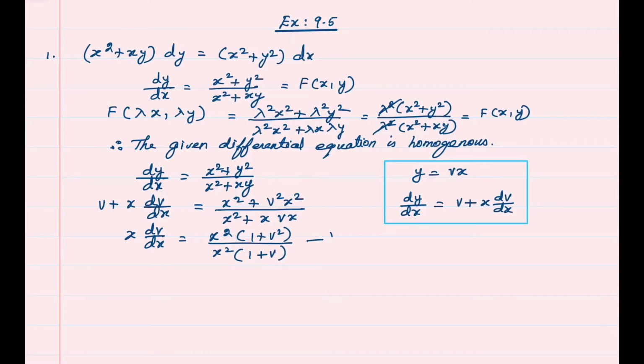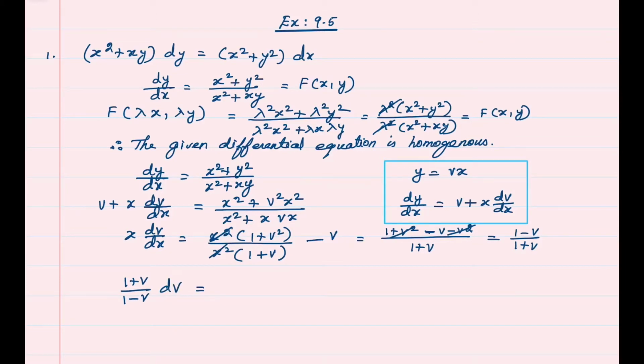and let us take this v to the other side, taking LCM, 1 plus v square, distribute that negative sign, minus v square. Therefore, the function is 1 minus v upon 1 plus v. We will separate the variables. 1 plus v upon 1 minus v dv.